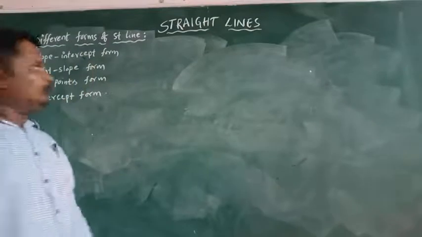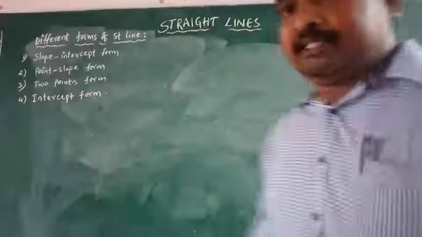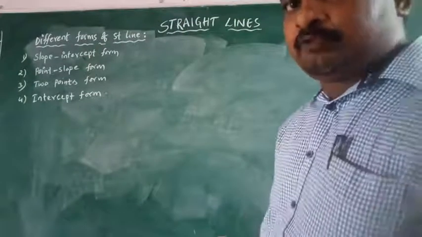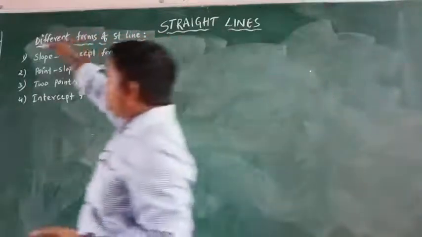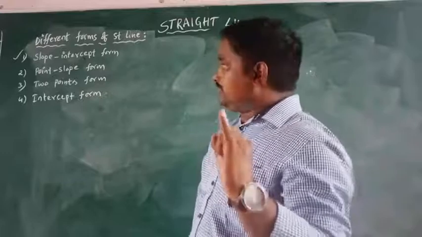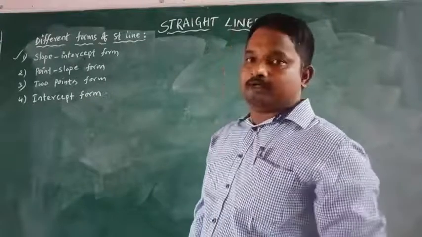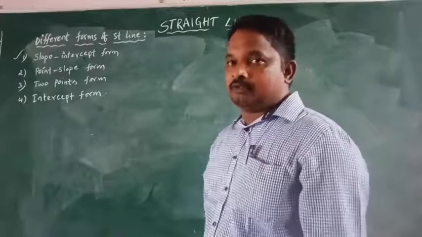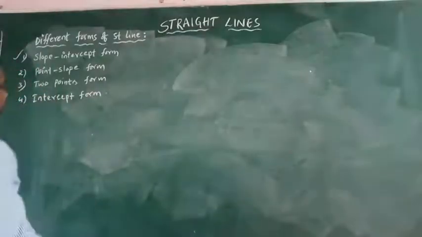Right. Now I am going to discuss different forms of a straight line. The first form is slope intercept form, the second form is point slope form, the third form is two points form, and the fourth form is intercept form. One by one we will discuss them now. The first one is slope intercept form.